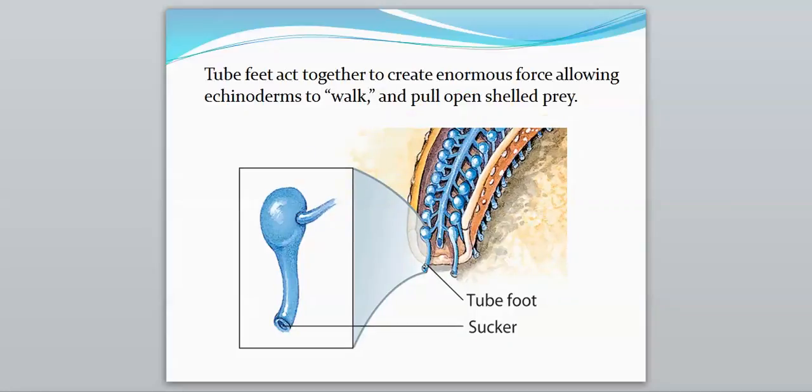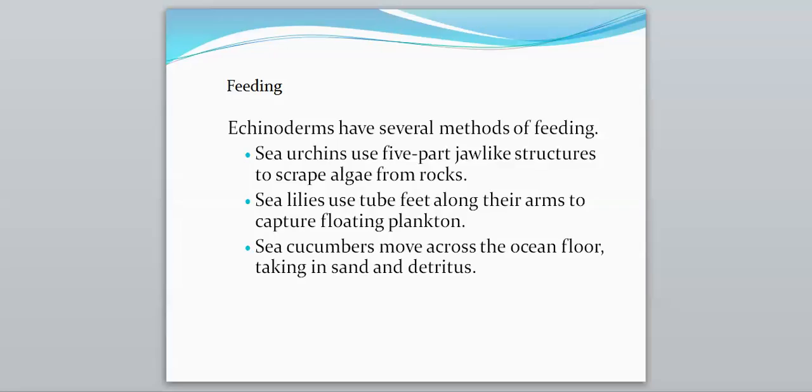These tube feet act together to create enormous force, which allows echinoderms to walk and to pull open shelled prey. They feed mainly on one of our last groups, the bivalves of the mollusks, and they use these tube feet to help them walk and to help them rip open those shelled prey. This is a nice transition into what we just mentioned about how they feed.